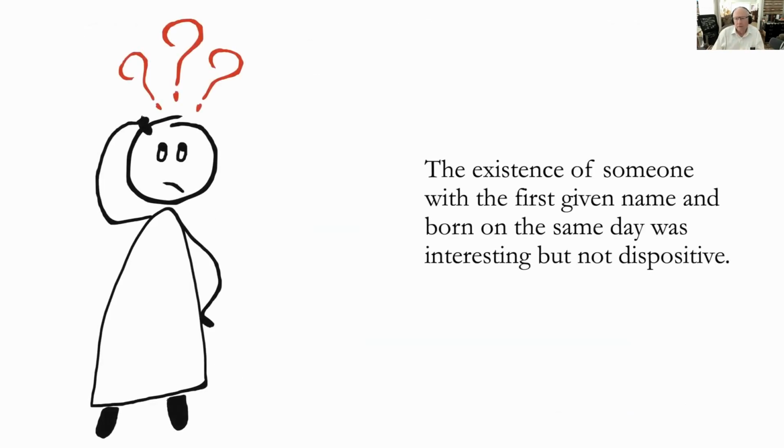So what do we do with the existence of someone with the same first given name, born on the same day? That's an interesting thing. It's just interesting from a genealogical standpoint. It's not dispositive. That means it doesn't prove anything, even if you could prove anything in genealogy, but you can't. All you can do is come to a conclusion and form an opinion.